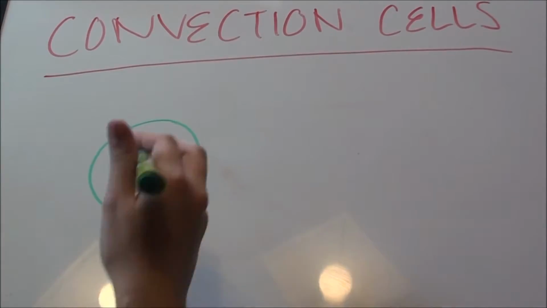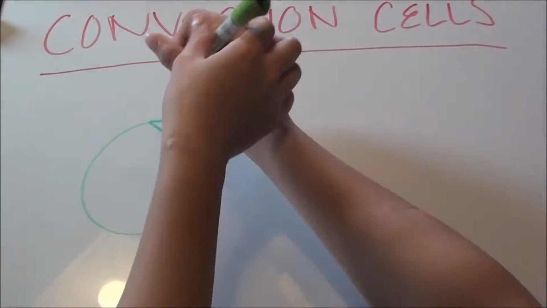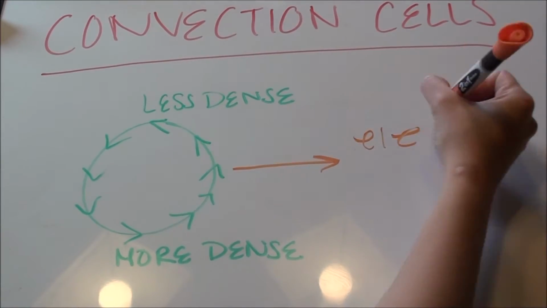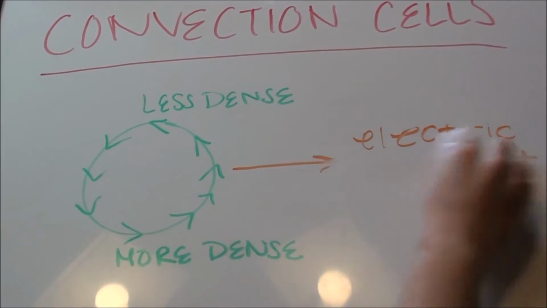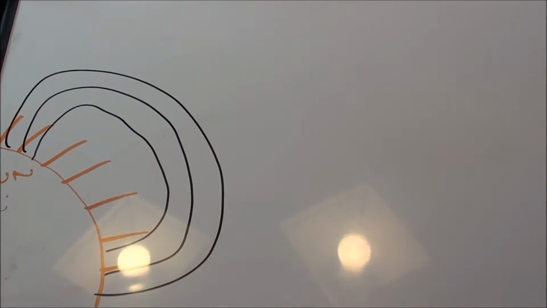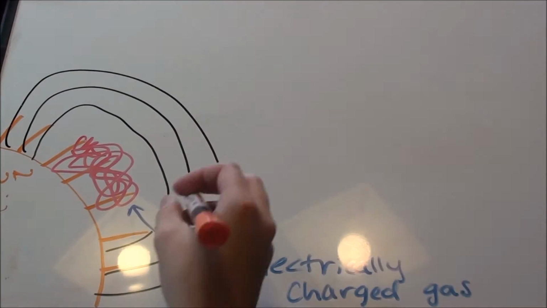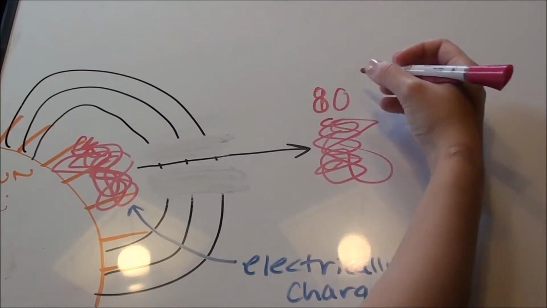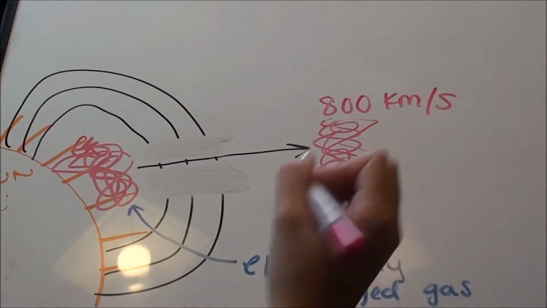As it radiates outwards from the core of the sun, it encounters convection cells. Convection cells are places inside the sun where dense matter sinks while the less dense matter rises. This causes electric currents of charged gas, which causes magnetic fields to form. This electrically charged gas pushes the magnetic field outward until it snaps like a rubber band, and this electrically charged gas, also known as plasma, travels through space in what's known as a solar wind.